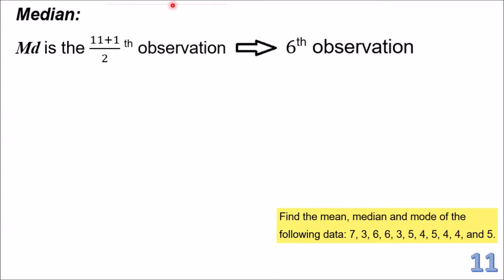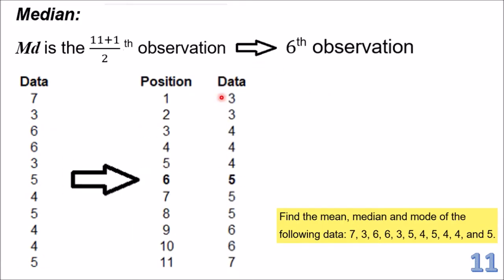Ibig sabihin, ika-6 na observation. And again, pag maghanap ng median, ganun pa rin, we have to arrange the data from lowest to highest at hanapin natin yung ika-6 na observation. So, to do that, okay, this is our original data. We will arrange this. So, ito na yung na-arrange na. And nag-assign tayo ng number or position 1 to 11 para makita natin kung saan dyan yung ika-6. So, ito yun, ika-6, no? So, arranging, we have the 3, 3, 4, 4, 4, 5. So, yung ika-6 na data is 5.